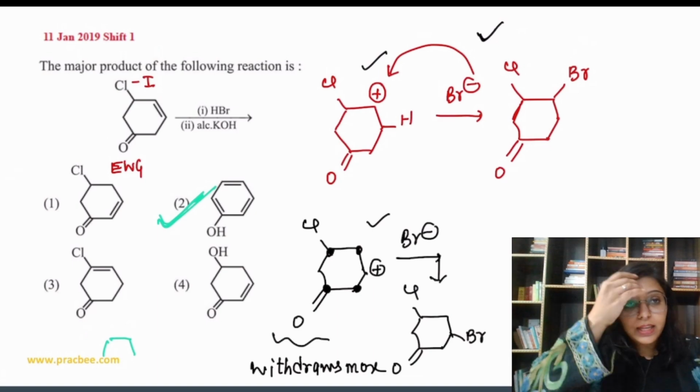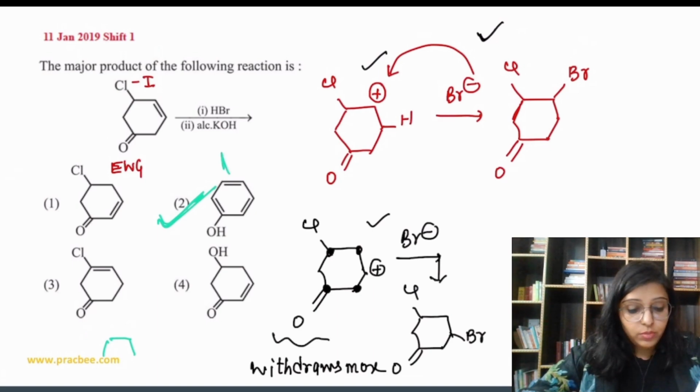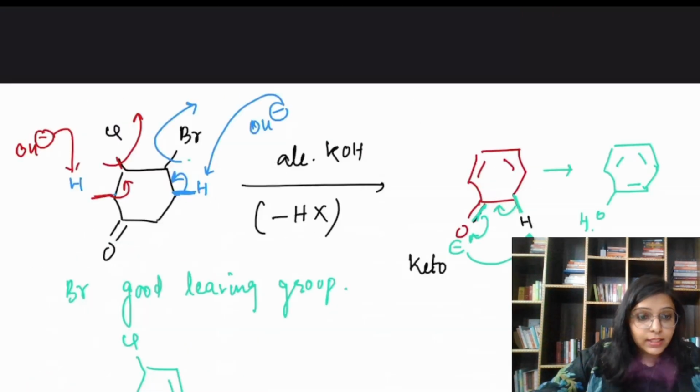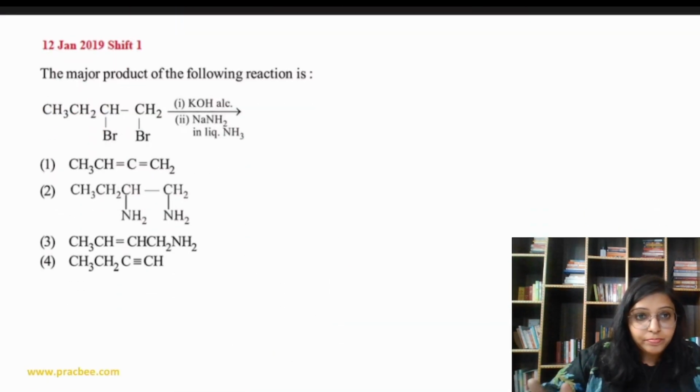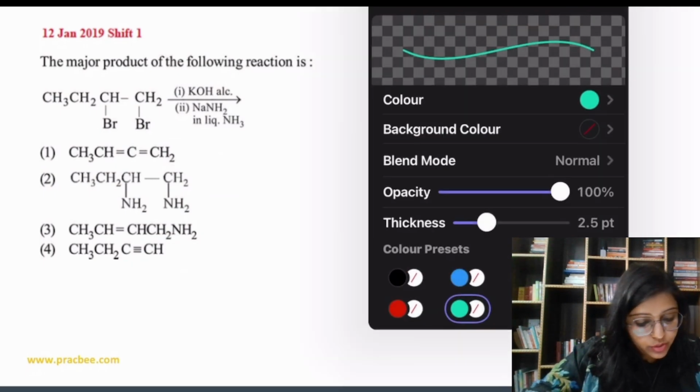That's why we are taking alcoholic KOH in excess and we are going to form phenol, because this is going to be aromatic also. Okay, aromatic. So option 2 is going to be the correct answer. Now let's do the next question.